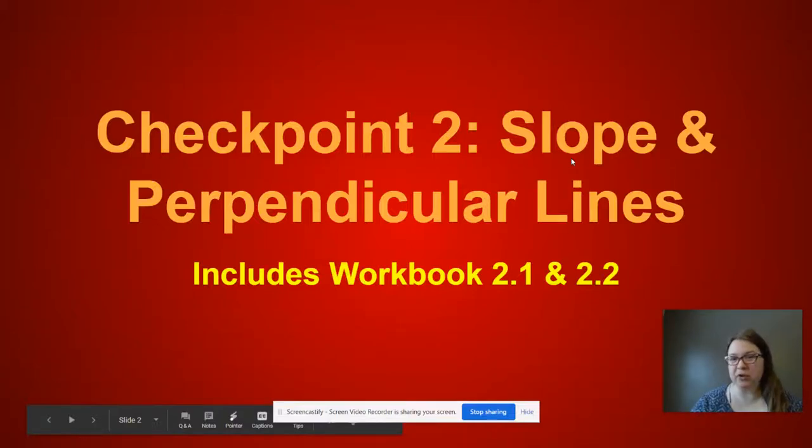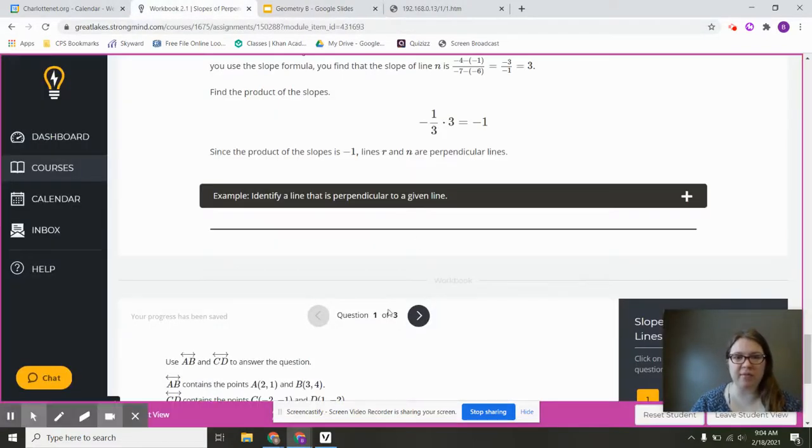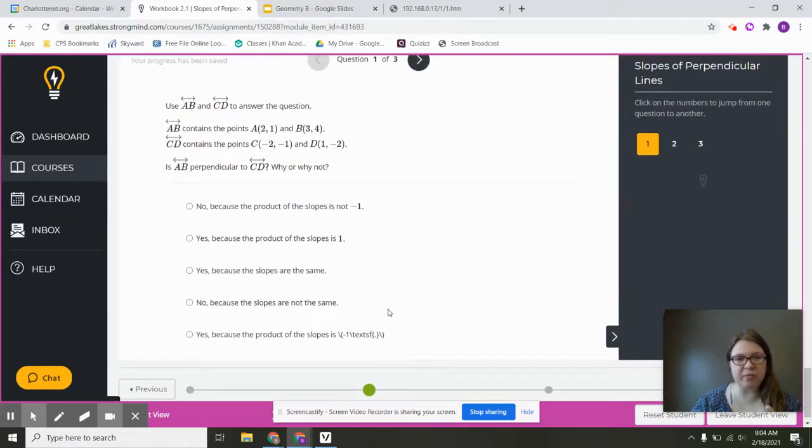Hello, this is checkpoint 2, the slope and perpendicular lines. So this includes workbook 2.1 and 2.2. This is from StrongMind. So we come into here and we're just going to jump right into this.